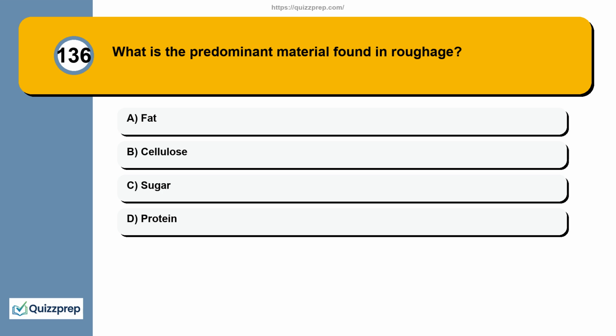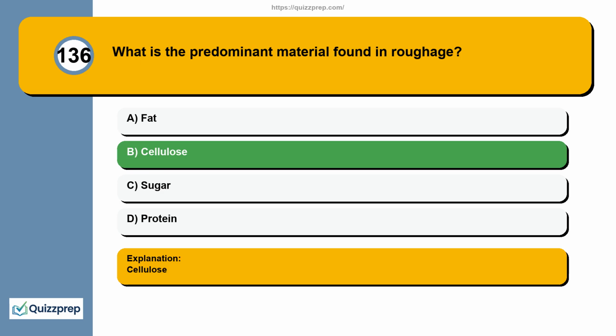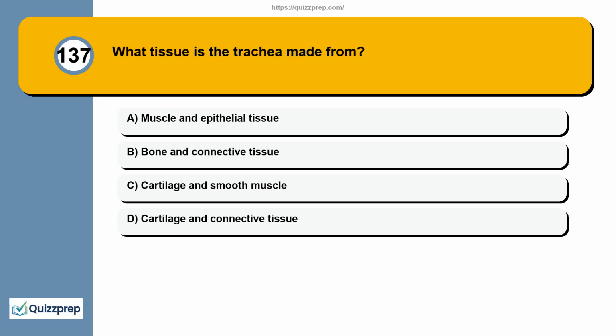Question 136. What is the predominant material found in roughage? Option A, fat. Option B, cellulose. Option C, sugar. Option D, protein. The correct answer is option B, cellulose.